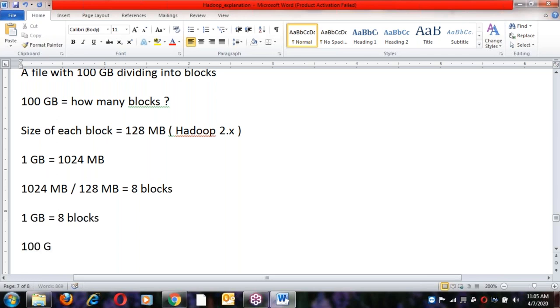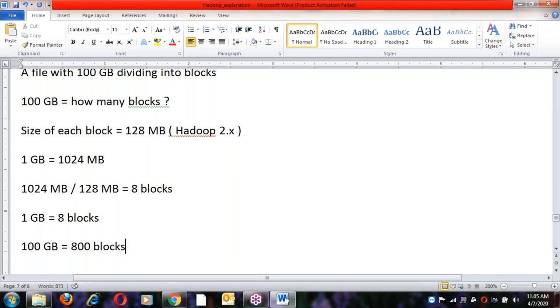Then 100 GB is equal to how many blocks? Yes, 1 GB equals 8 blocks, so 100 GB is 800 blocks. It's 800 blocks here.